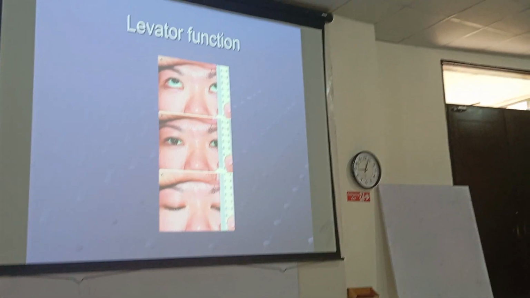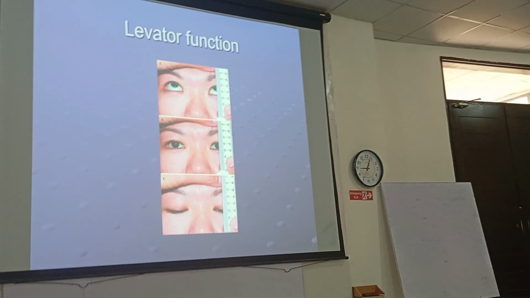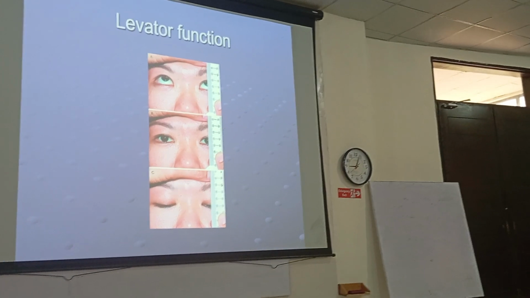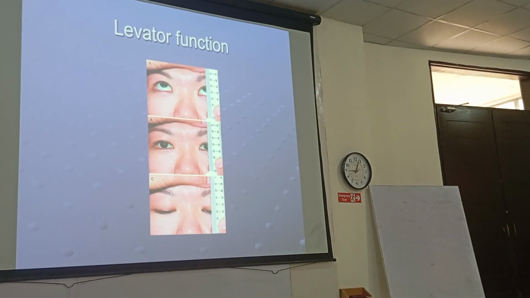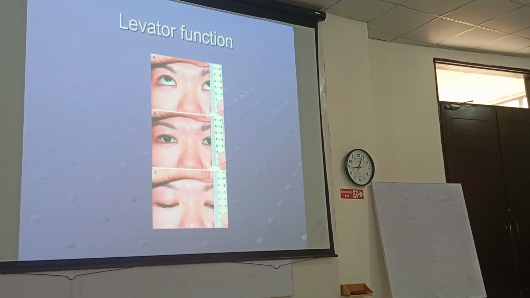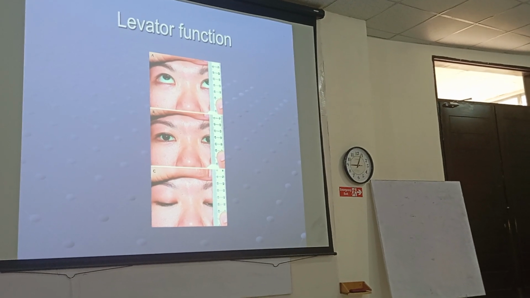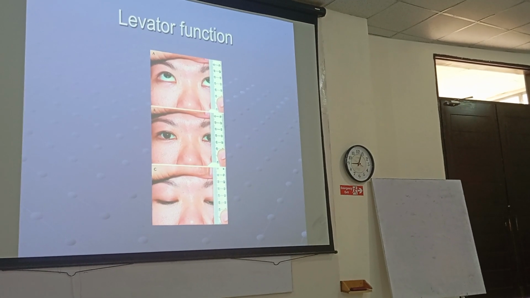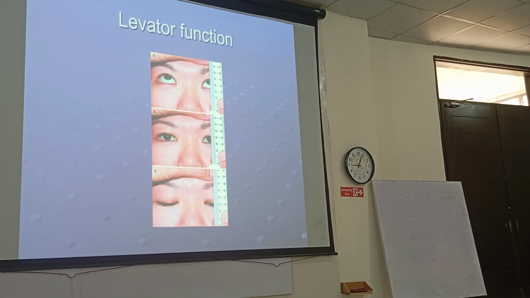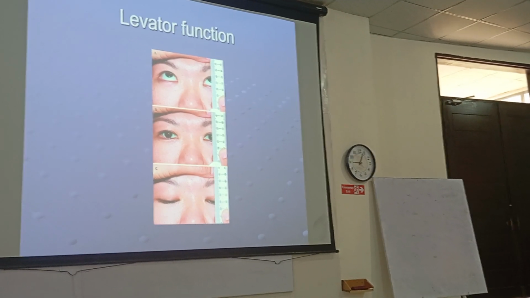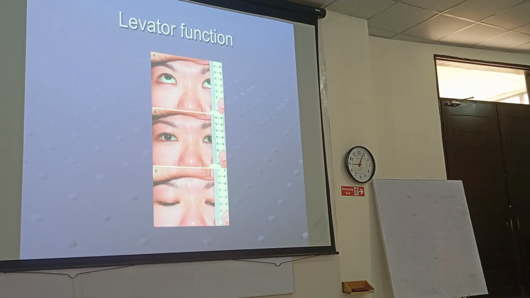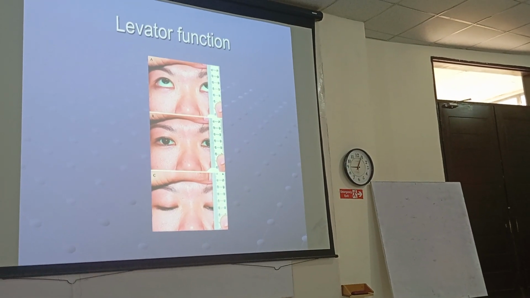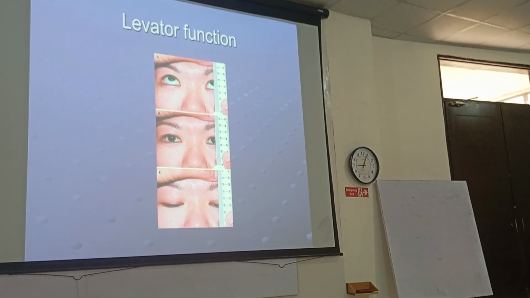So normally the levator function should be more than 15 millimeter. That is, from the lowermost portion to the uppermost portion, it should move at least more than 15 millimeter. If it is less than 15 millimeter, then there is a classification written in the book that it is poor, moderate, or fair. In young people, usually it is more than 25 to 28 millimeter.